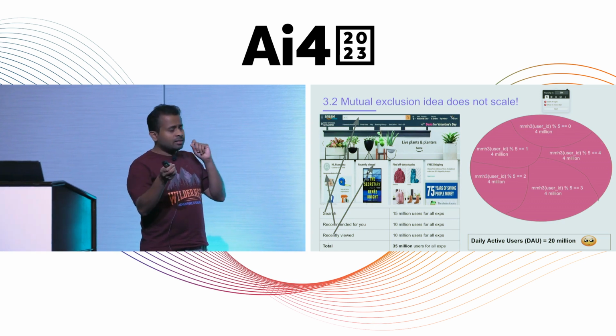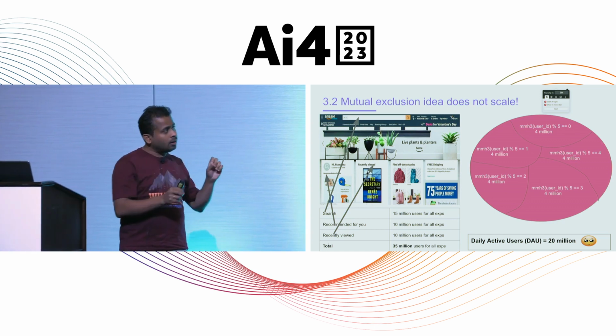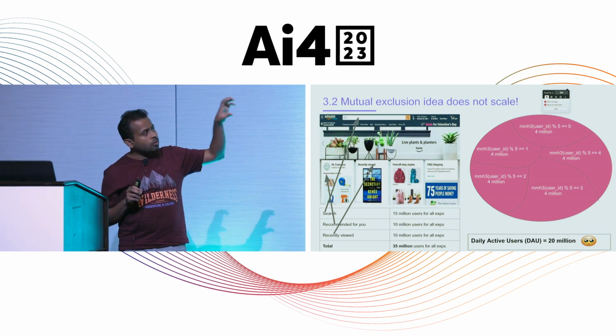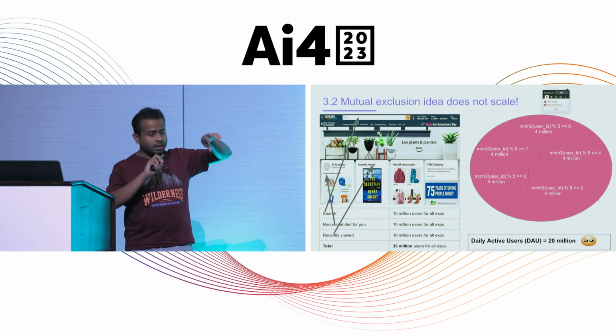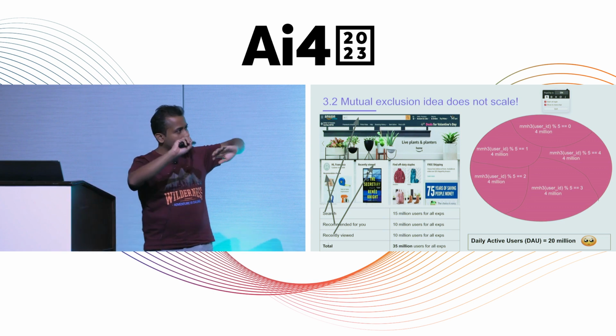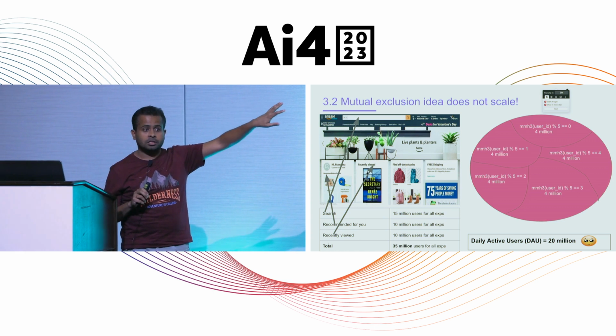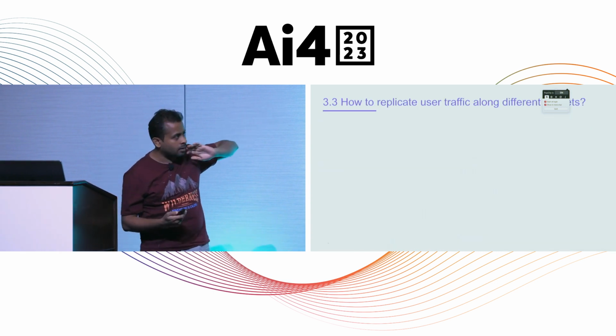So to explain this again visually, let's consider that this entire circle represents our user traffic. And if you were to take mod, then you can clearly see that you are separating users, you are putting users into different regions, right? You have got 5 regions. Clearly this idea does not scale, right?